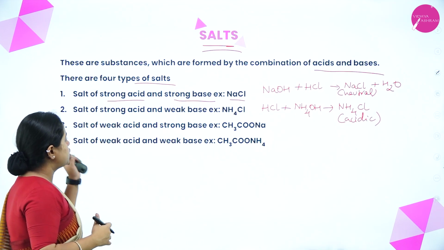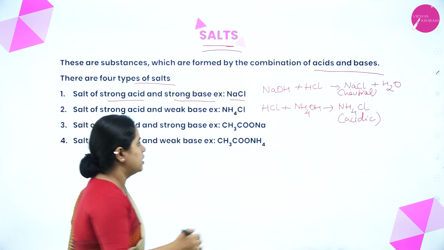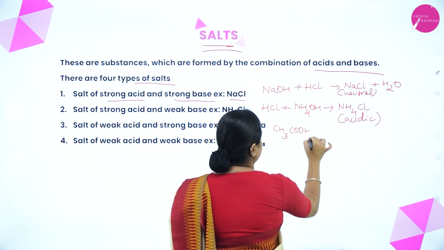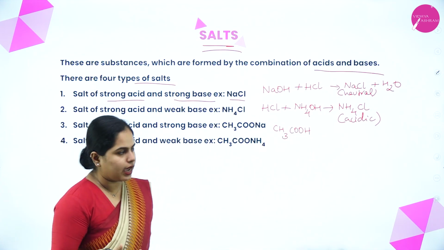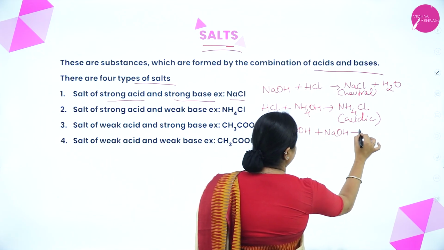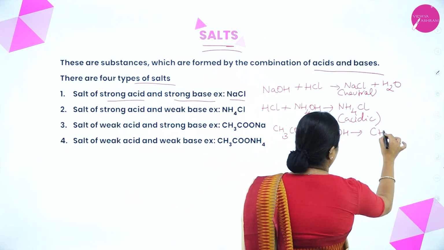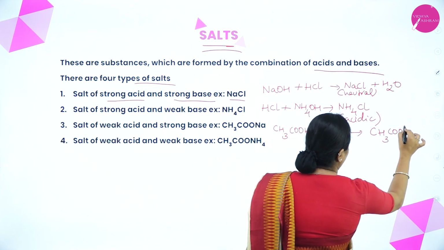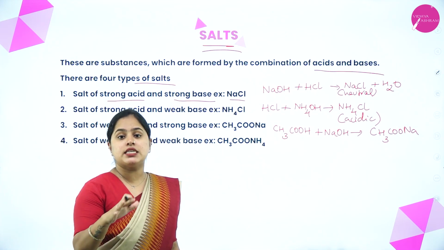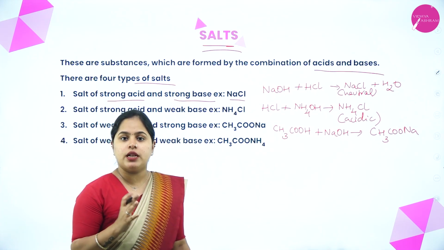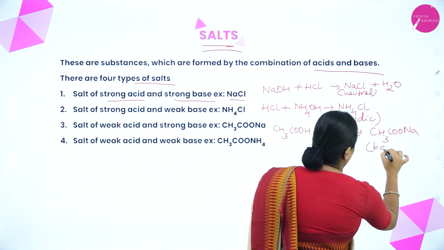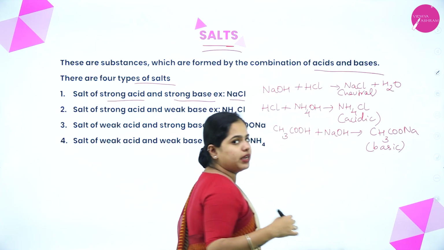Moving on to the next one, a salt of a weak acid and a strong base. The weak acid I am going to consider here is acetic acid, CH3COOH, also called ethanoic acid, and the strong base is sodium hydroxide. Now what will be the salt formed? CH3COONa, and water will be formed. So this is a salt of a weak acid and strong base. Now tell me what will be the character of this. Yes, this will be a basic salt, right? It is made of a strong base and weak acid.